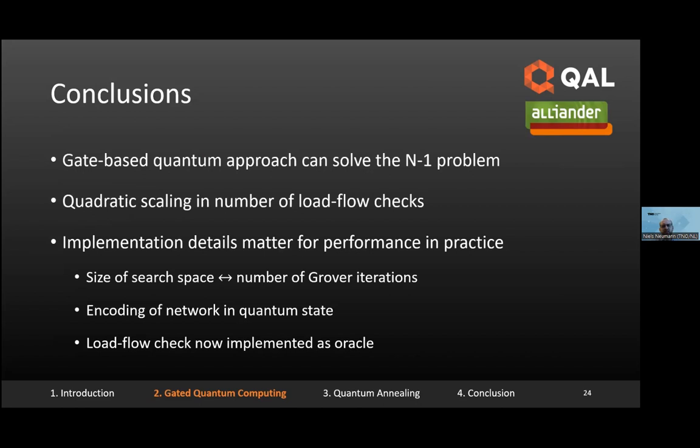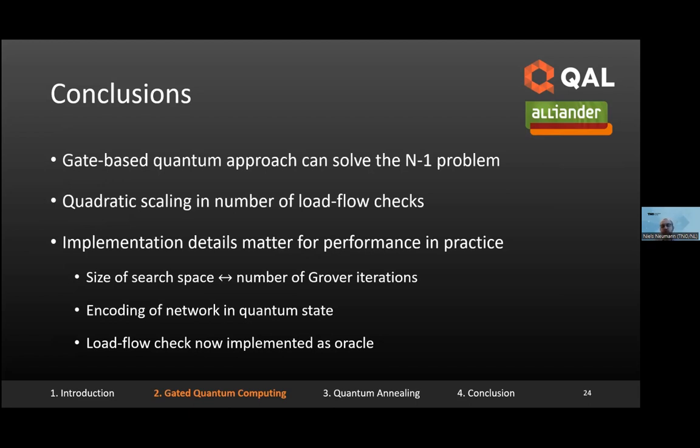But we also saw that there are some implementation details that do matter. One is that the search space heavily influences the number of Grover iterations, and also heavily influences the ease with which we can implement these Grover iterations. Large search spaces are often easier to implement, but harder to search through, whereas smaller search spaces are harder to implement because you have to add extra checks to delimit the search space, but you can search through it much faster.